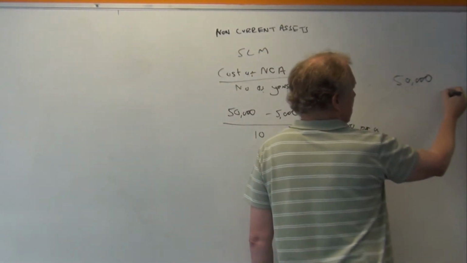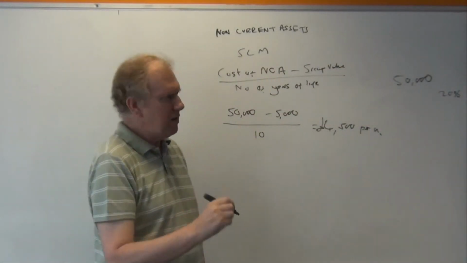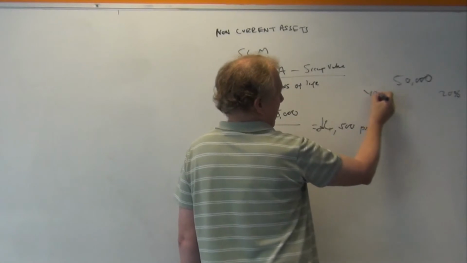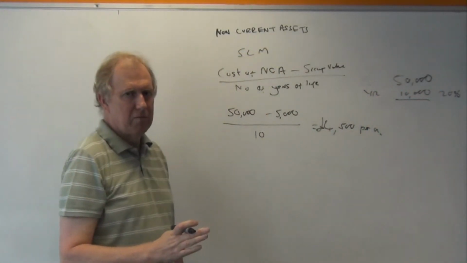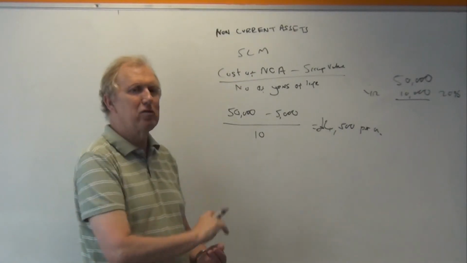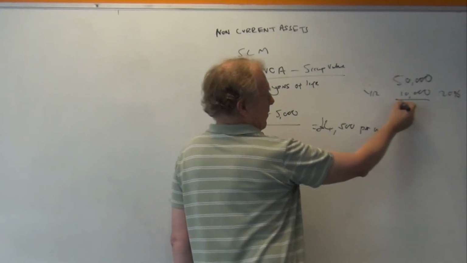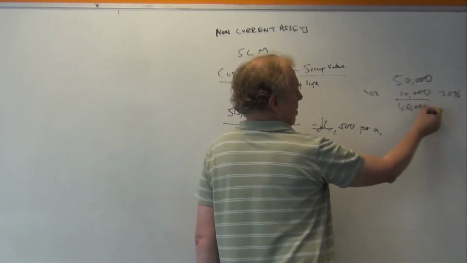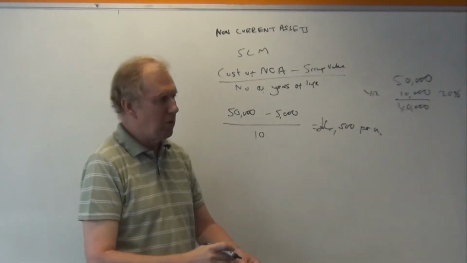I'm now going to take 20% off 50,000. So at the end of year one, I reckon my delivery van is going to lose £10,000. Look what happens at the beginning of year two. It's not worth 50,000, it's only worth 40,000. I go on for another year. I'm now going to depreciate it by how much?